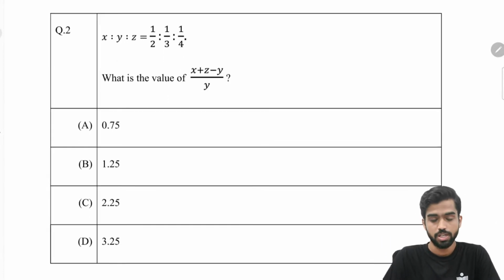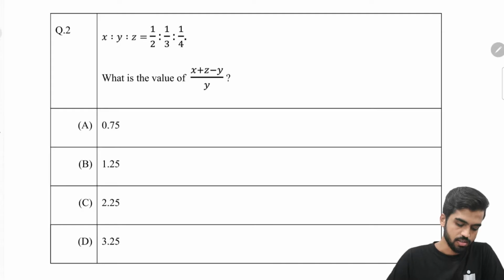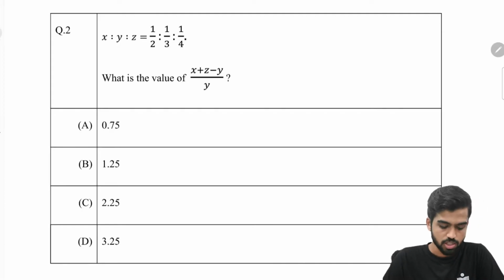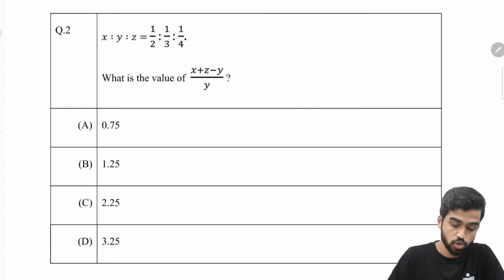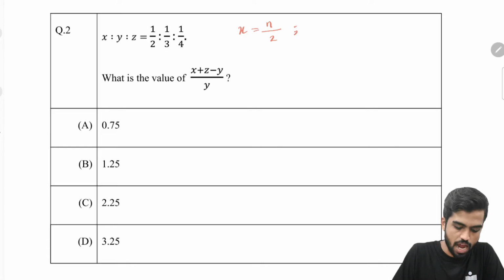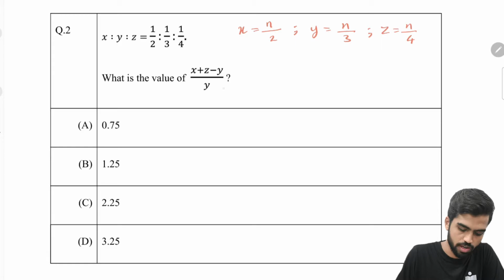Next question, the main question is a ratio proportion question. In such a question, I would recommend that we assume a value for all of these. So for x, if we assume the value n, x can also be written as n by 2, y can be written as n by 3, and z can be written as n by 4. So we just have to solve now.